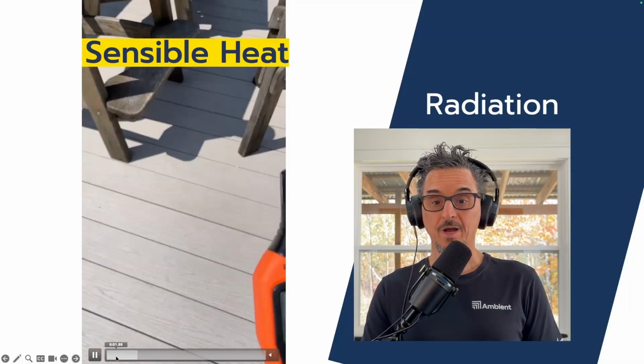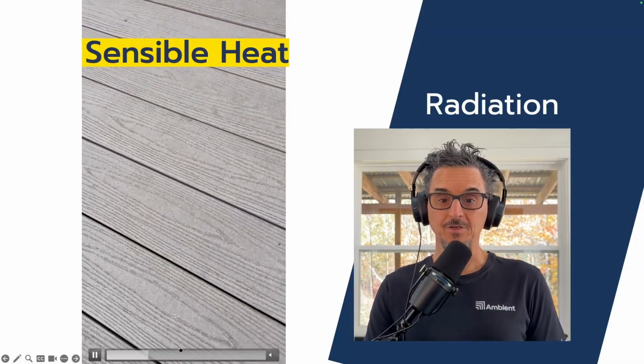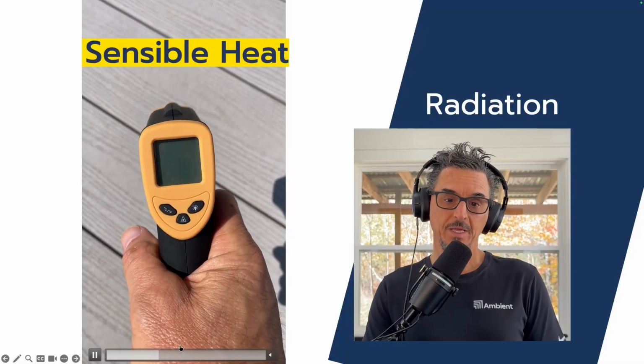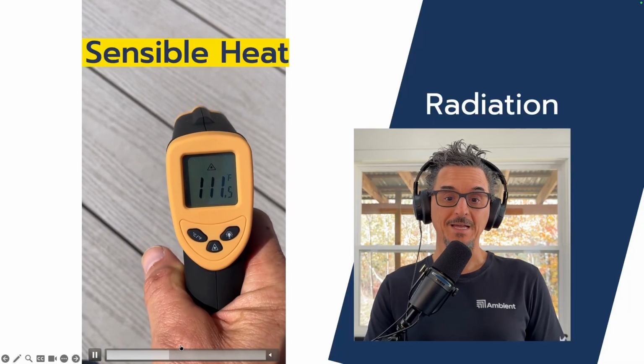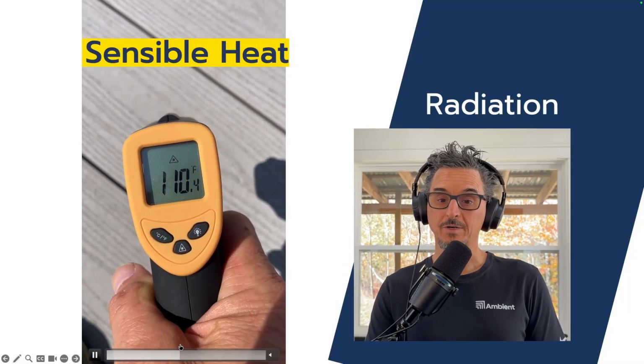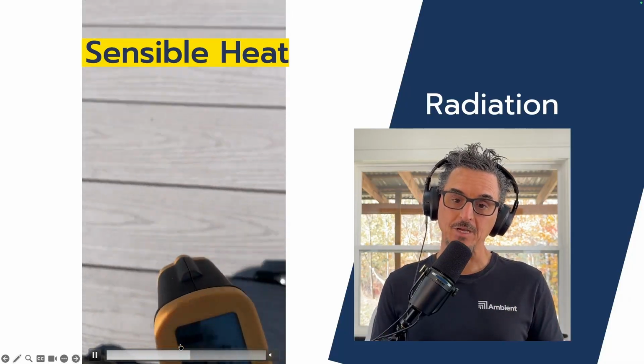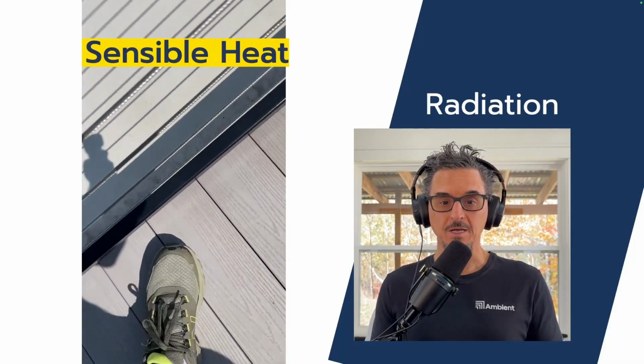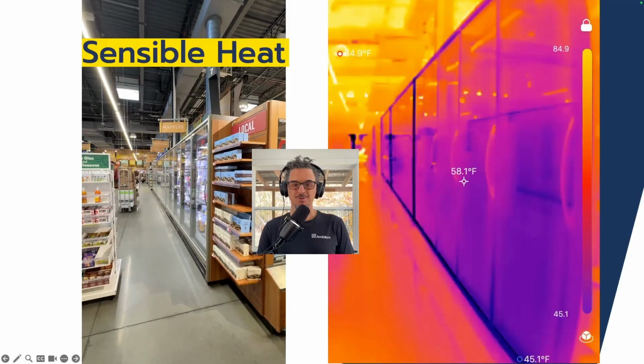You can see the outdoor air condition is about 72 degrees dry bulb, but the surface temperature of this deck is over 110 degrees. That's because the radiant energy from the sun is heating up this deck. So here's a grocery store scan.